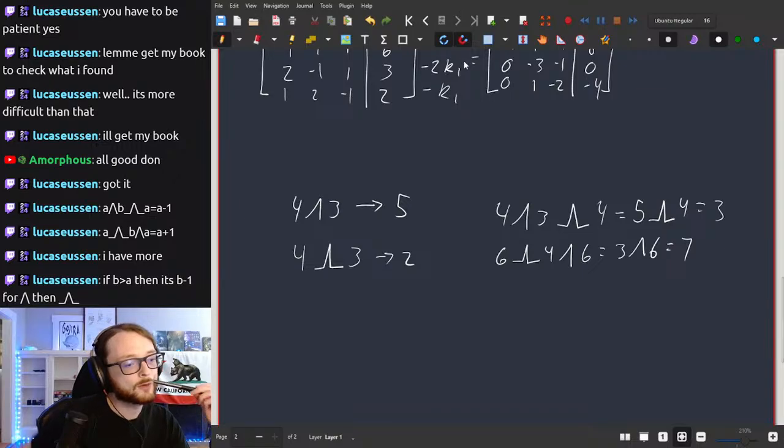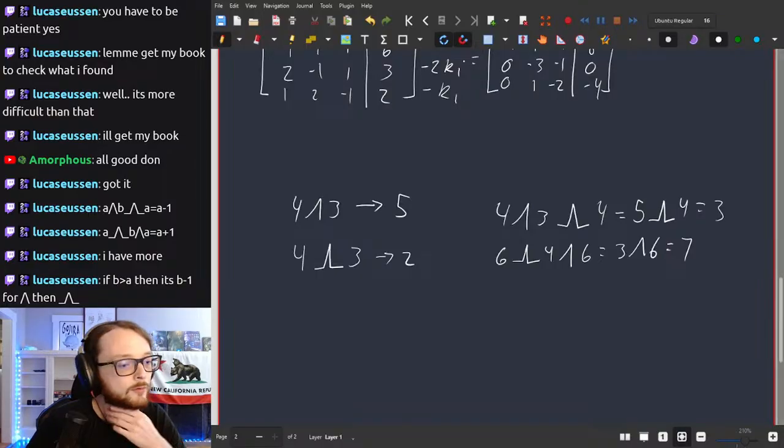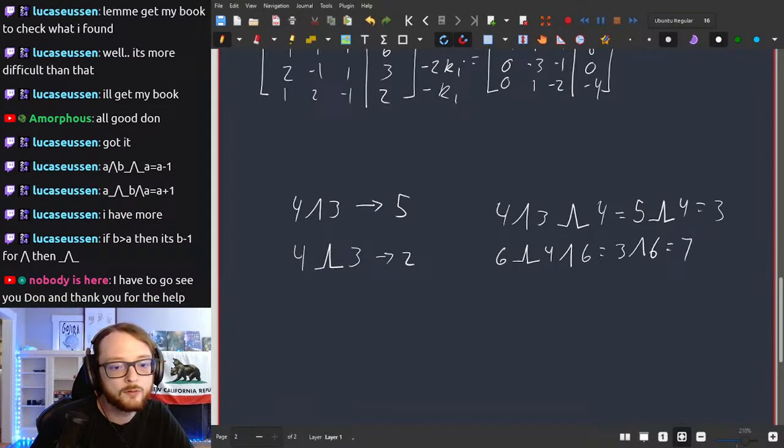If b is greater than a, then it's b minus 1. So, okay, if we have, say, 4 wedge 6 inverse wedge 4, we're saying we should get b minus 1 here, or like 6 minus 1.